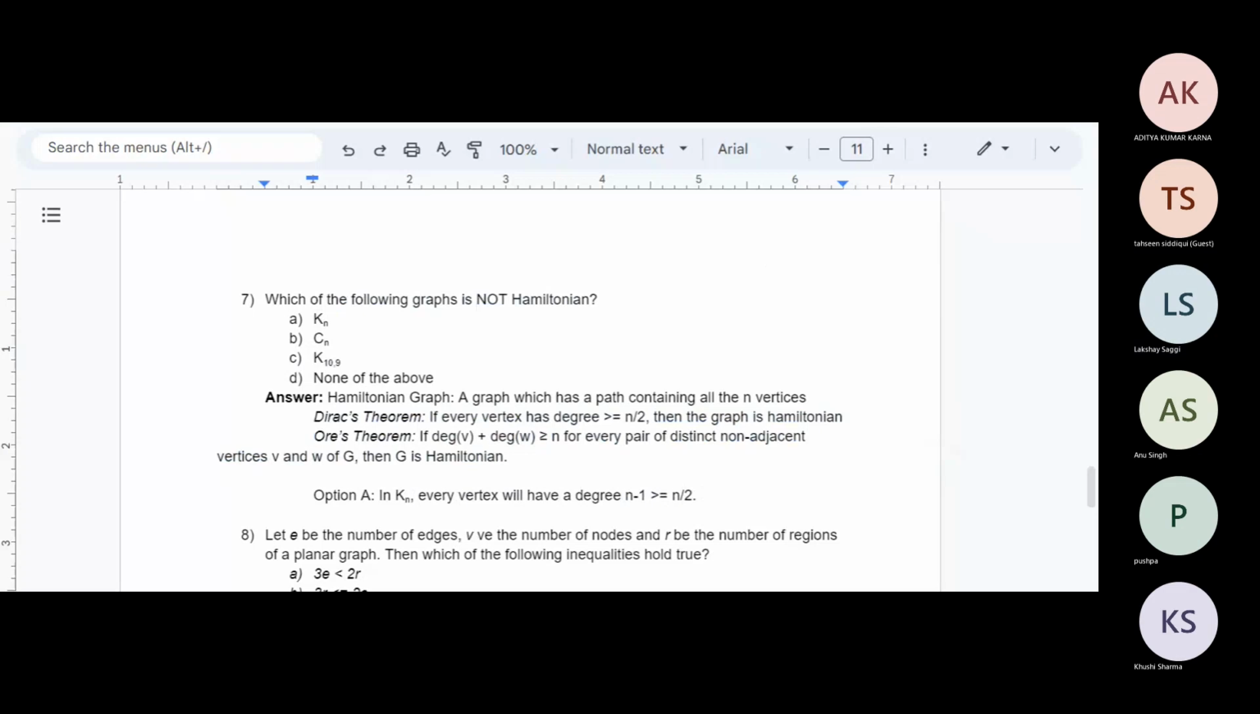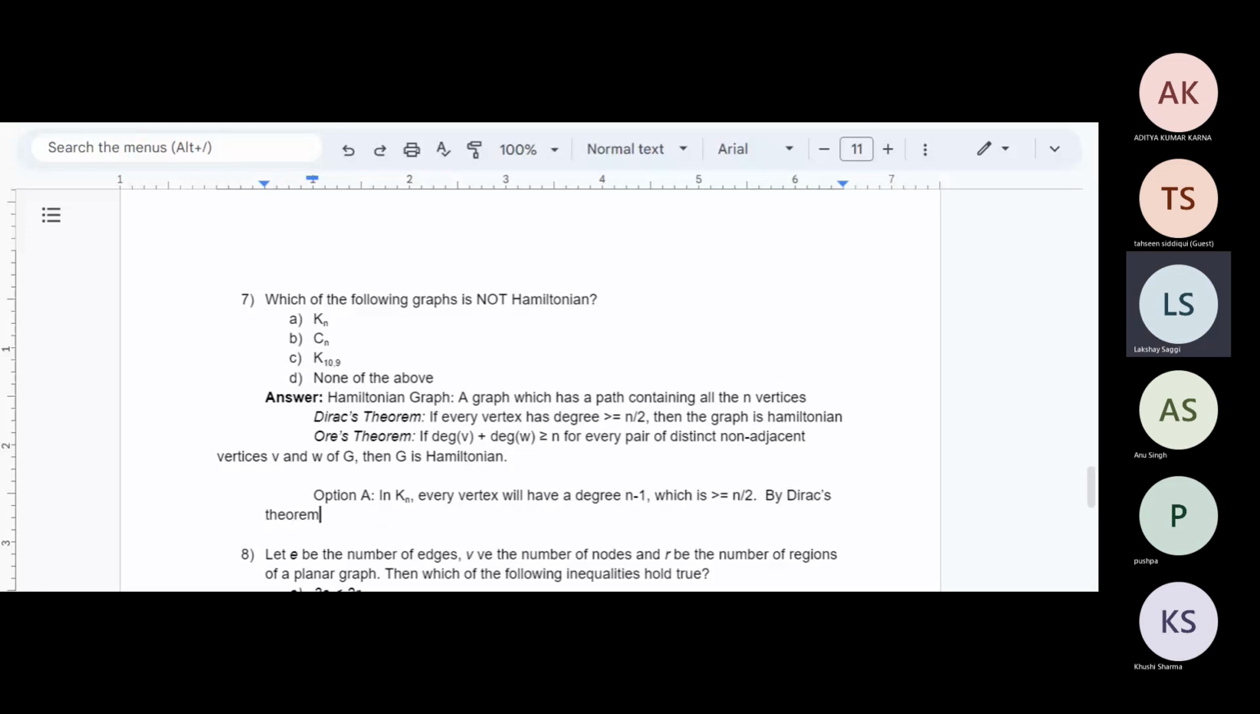So we'll have a degree n minus 1, which is greater than or equal to n by 2. Here we can see that every vertex will then have a degree greater than or equal to n by 2. So by Dirac's theorem, Kn is Hamiltonian. This is not too difficult to see.